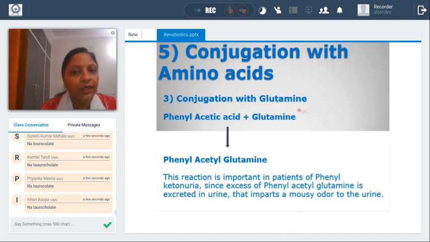Next is conjugation with glutamine. Phenyl acetic acid plus glutamine converts into phenyl acetyl glutamine. This reaction is important in patients of phenylketonuria, since excess phenylacetyl glutamine is excreted in urine, which imparts a mousy odor to the urine. This is an important compound, phenylacetyl glutamine, because it is excreted in the urine of patients of phenylketonuria.